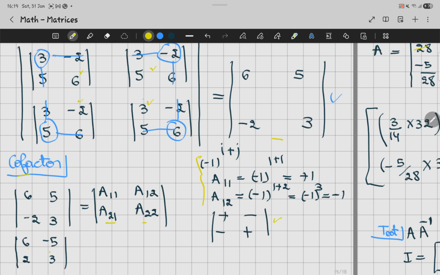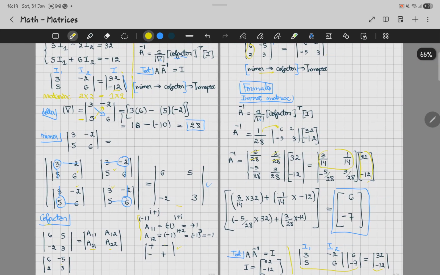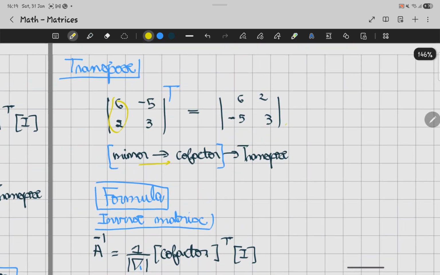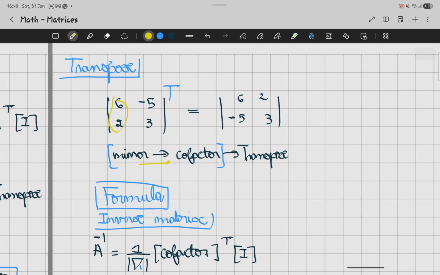You can see this negative times this negative gives you positive, and this positive times negative here will give you negative. That's what you see there. And then next you go for transposition. Transposition is changing column into row. So you're moving the column into row, and row into column. That's what we call transpose.